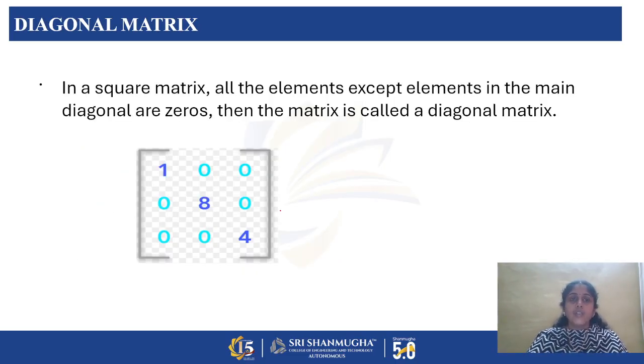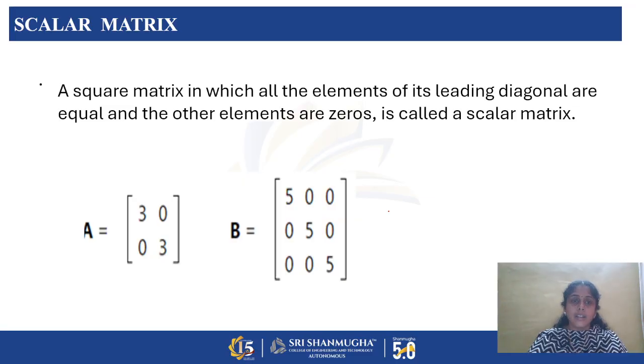Diagonal matrix. In a square matrix, if all the elements except the elements in the main diagonal are zero, then the matrix is called a diagonal matrix. So only the diagonal will possess the elements, and all other elements will become zero. Now scalar matrix. A square matrix in which all the elements of its leading diagonal are equal and the other elements are zero is called a scalar matrix. So in a scalar matrix, the diagonal elements alone will possess values, and all the values will be the same.